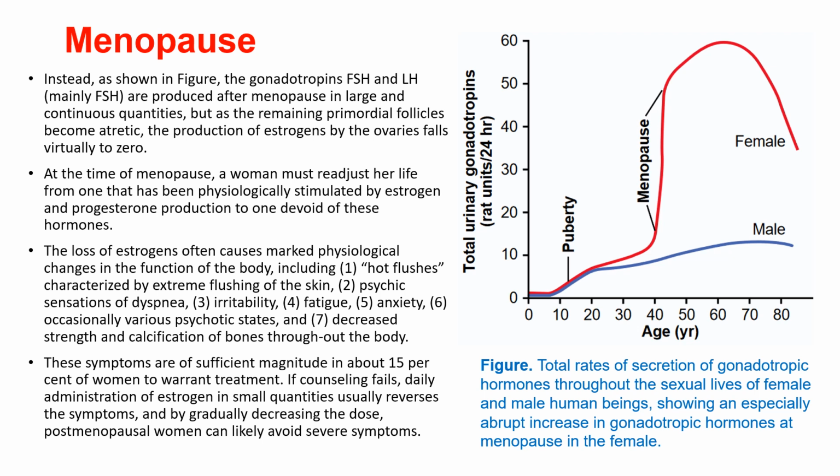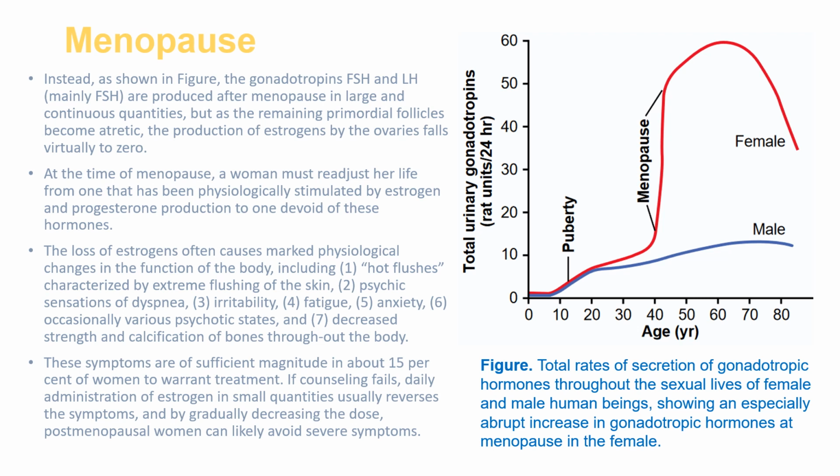If counseling fails, daily administration of estrogen in small quantities usually reverses the symptoms, and by gradually decreasing the dose, postmenopausal women can likely avoid severe symptoms. Figure. Total rates of secretion of gonadotropic hormones throughout the sexual lives of female and male human beings, showing an especially abrupt increase in gonadotropic hormones at menopause in the female.